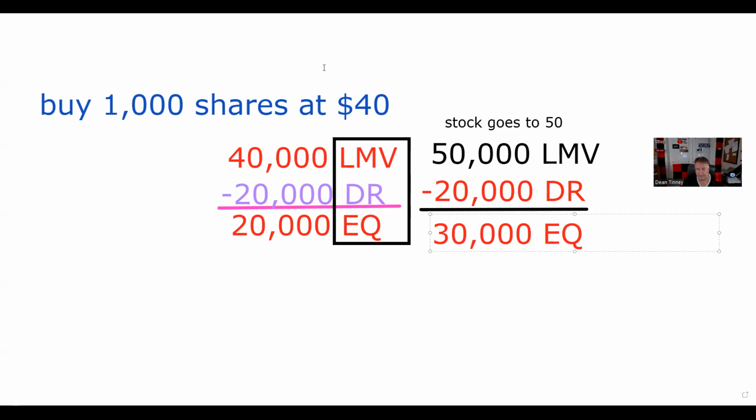The person in their cash account also made $10,000, but they put up 40 to make 10, and you only put up 20 to make 10. You're making money twice as fast.